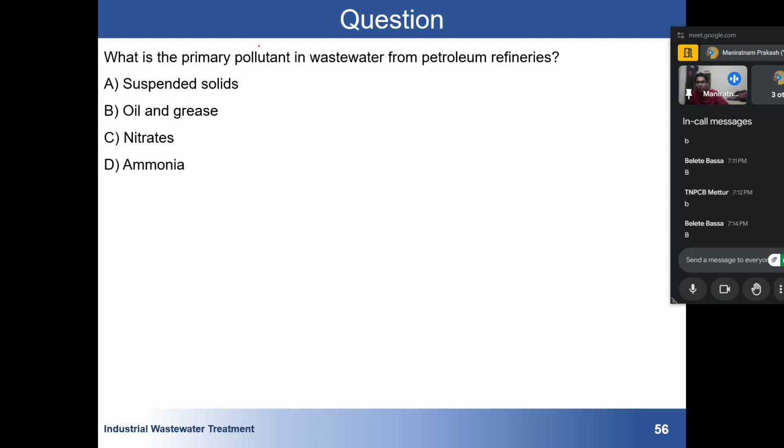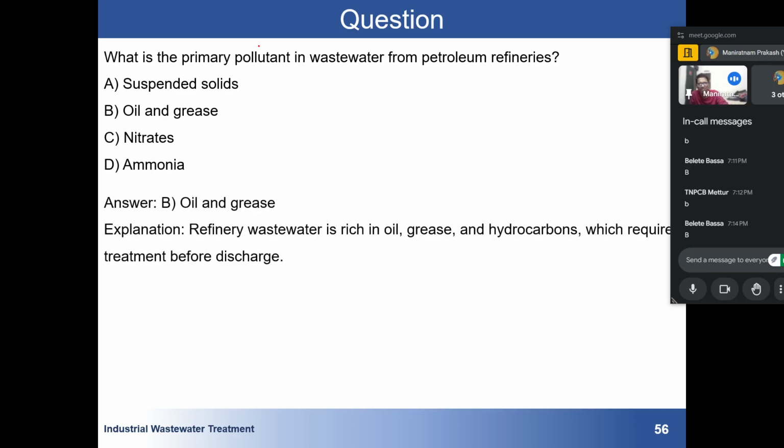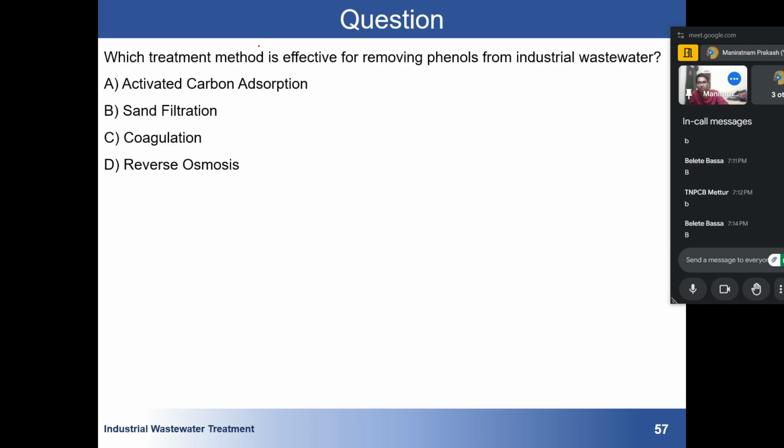Next question. What is the primary pollutant in wastewater from petroleum refinery? From petroleum refinery. Remember petroleum. The correct answer, this was very easy: oil and grease. From petroleum, obviously oil and grease will be produced. No need to explain.